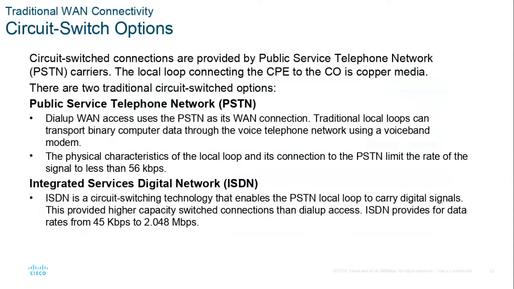Okay, circuit switch connections used by the public service telephone network. This is like when you pick up a phone and dial somebody. The local loop connects your customer premise equipment, your telephone, to the central office. It's copper, unless you've switched to fiber. If you have the AT&T fiber connection, it's translated to fiber. But mostly it's always copper. So the public switch telephone network, that's the traditional old legacy dial-up connections.